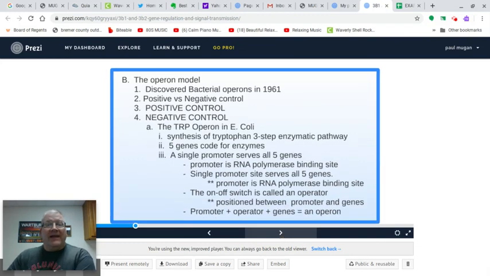So that is a positive control. The lac operon is a positive control. Next, we're going to take a look at a negative control. The trp operon is also in the E. coli, and we're going to take a look at that next.